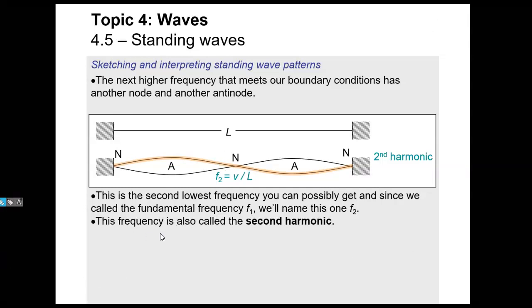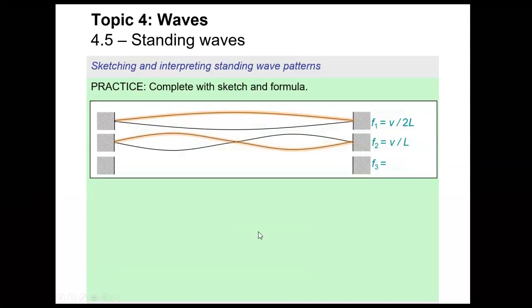just think in terms of musical instruments. It's kind of like how there are different octaves and things like that. You can have the same fundamental frequency, but have higher harmonics on top of that. Okay, so it's the same type of thing. So imagine what the third harmonic would look like here. Okay, so you have F1 is V over 2L, F2 is V over L. Any guesses what F3 is going to look like?